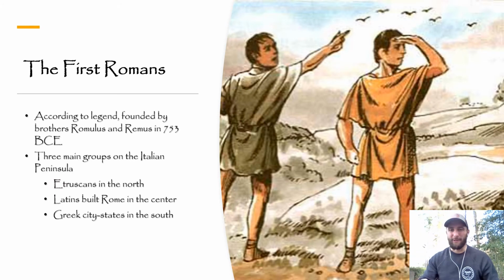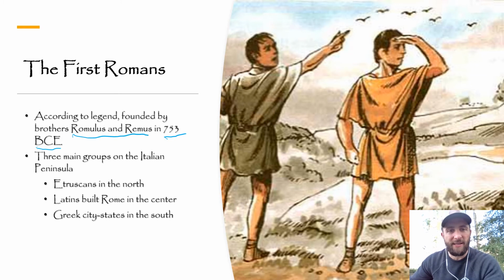Alright, so let's talk about the first Romans. Now this is where that ancient story gets a little weird. This is all according to legend. We have no proof that it's true. But according to the Roman story, the Aeneid, that's kind of like their epic poem. It's like their version of the Iliad or the Odyssey. But according to the Aeneid, the city of Rome was founded in the year 753 BCE by two brothers, Romulus and Remus.